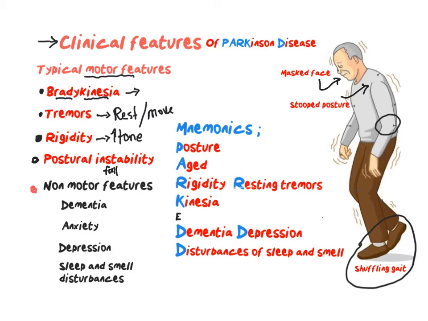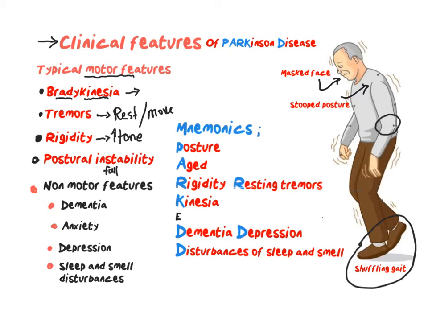the non-motor features. In non-motor features in Parkinson disease, you have dementia. It's probably that there is atrophy of the cortical neurons due to abnormal protein deposition there as well. Then you have anxiety and depression, and there is sleep disturbances and smell disturbances in these patients.